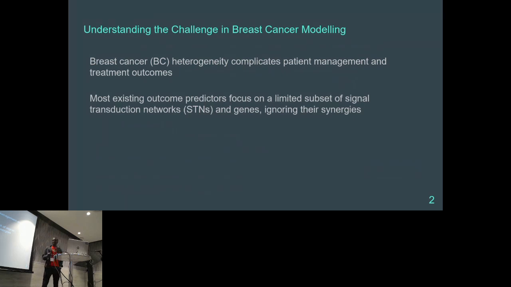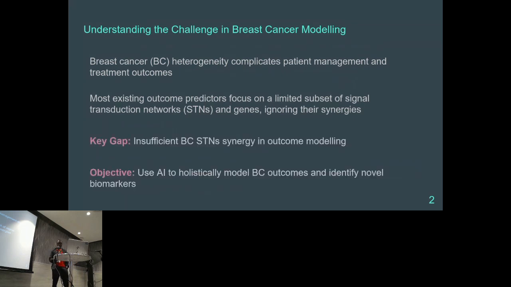The second thing is that due to those many signaling pathways or networks, there is a lot of heterogeneity in cancer, so that there's variations that differ from person to person and within a cancer in a person. And that makes it difficult to model outcomes based on genomics data.